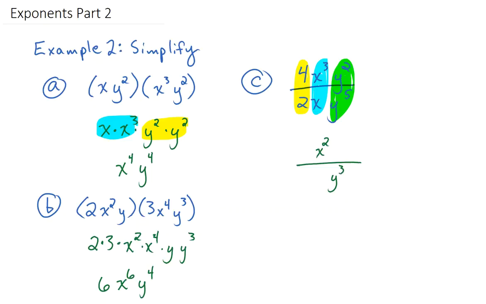Now let's look at the 4 and 2. With the 4 and 2, these are just regular numbers. Just like we did over here in part B, when we had a 3 times a 2, we just multiplied it. Well, this is a 4 divided by 2, so we're just going to do that division. So 4 divided by 2 is 2, and that result will be on top. You can just think of it that you're reducing it like a fraction.